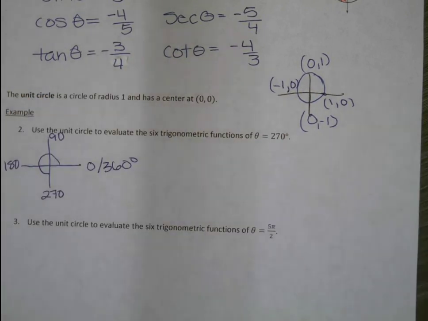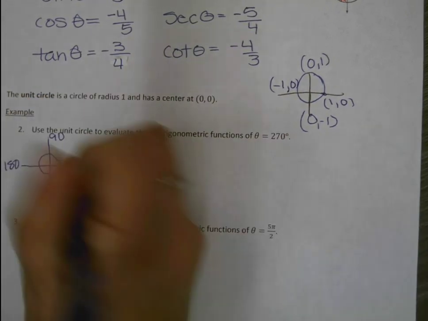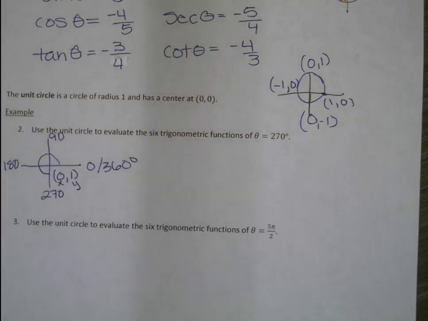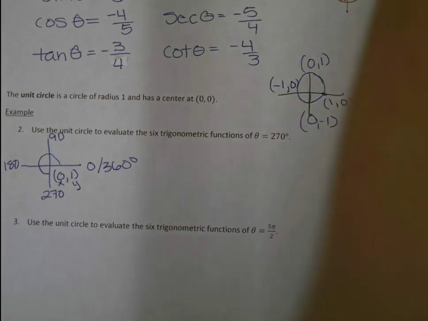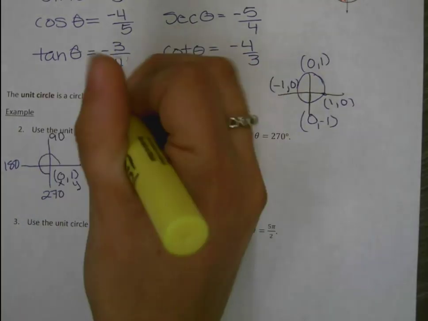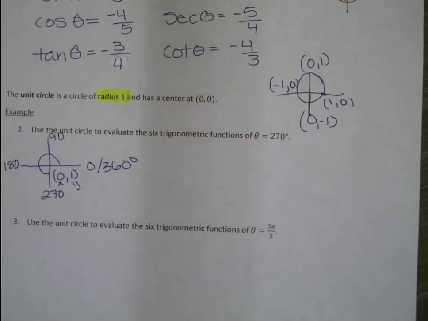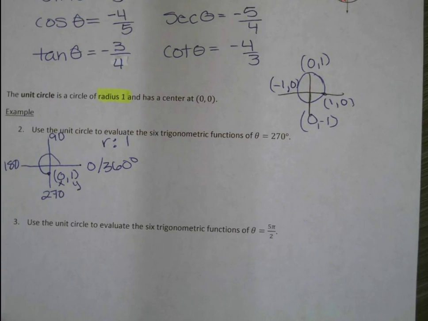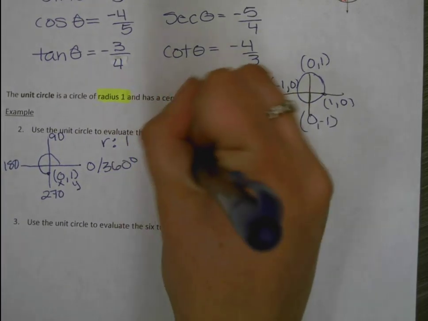So right here, my point value is 0, -1 for x and y. Because this is a unit circle, my radius is always 1. Let me go back and highlight that. Okay, so I just put a dot. I don't have to draw a triangle this one. So radius is 1. So then what I'm going to do is I'm going to go plug into the formulas at the top of the page.